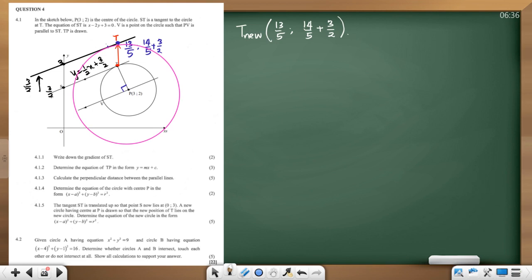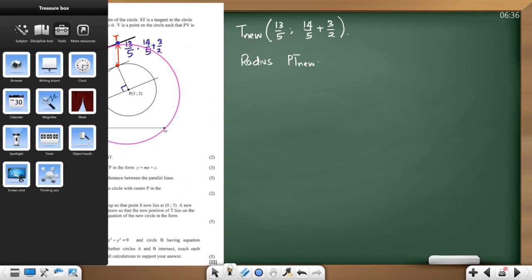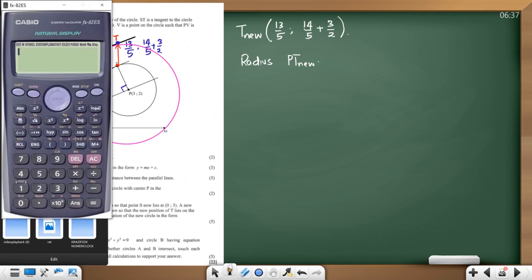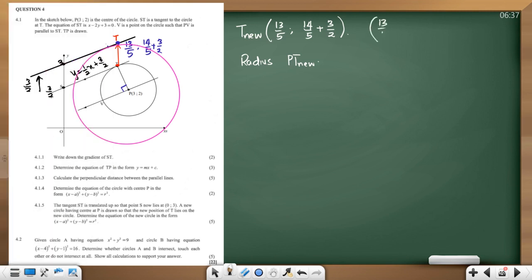Now, what is the radius of the new circle? So our new radius would actually be, let's call it PT new. So we need the correct coordinate. So what do we have? 14 over 5 plus 3 over 2, which is 43 over 10. All right, so our new coordinate is 13 over 5 and what? 43 over 10. All right, I was right when I said 28 plus 15 over 10.